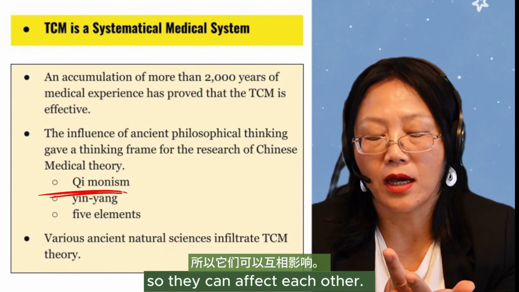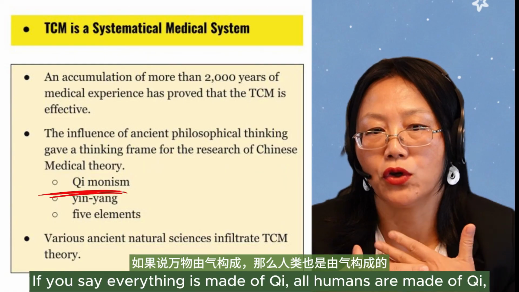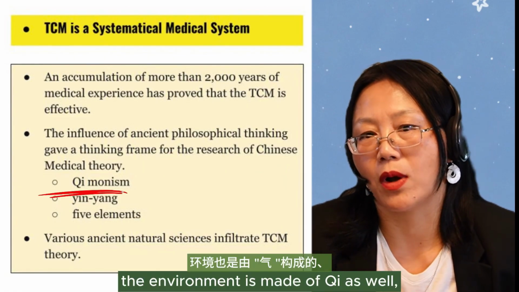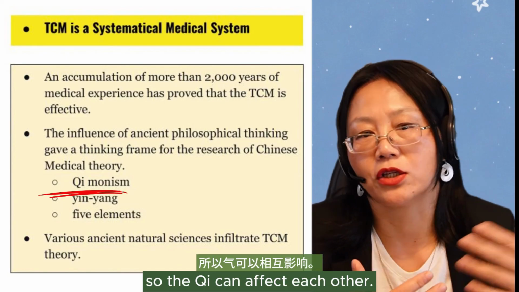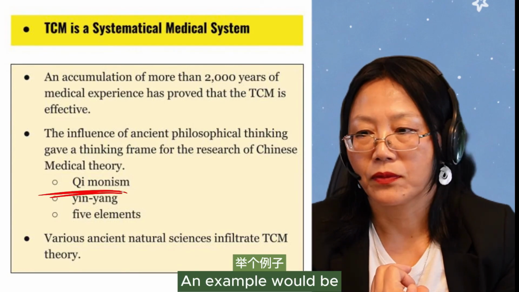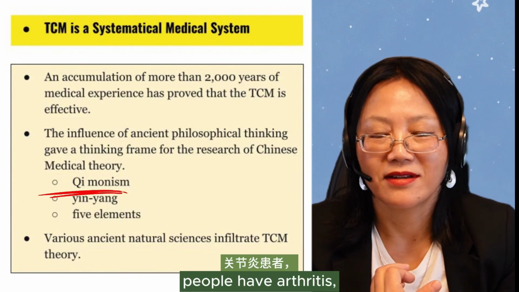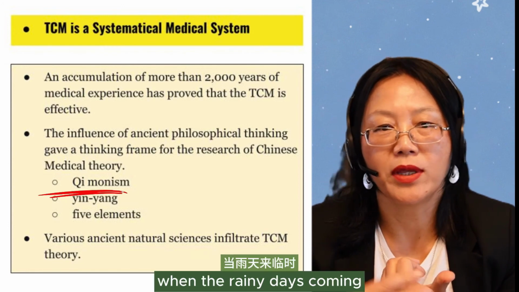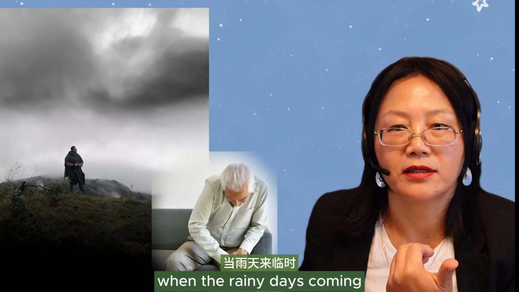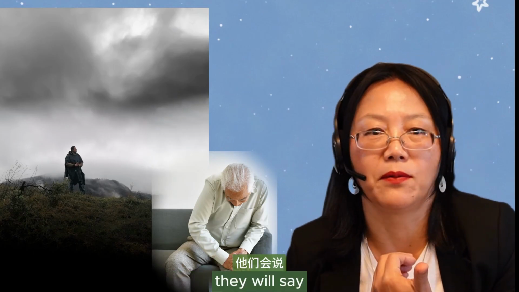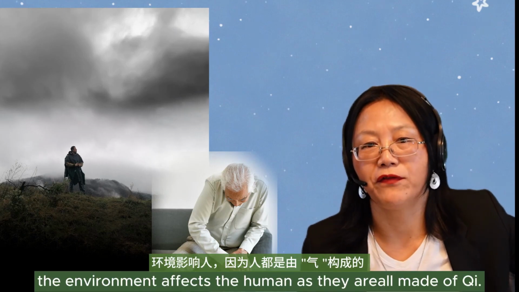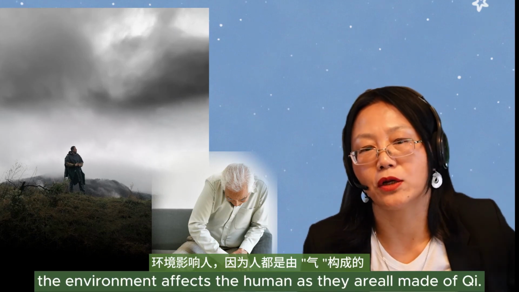If you say everything is made of Qi, humans are made of Qi. The environment is made of Qi as well, so the Qi can affect each other. An example would be people who have arthritis. They can usually work as a weather reportman. When the rainy day is coming, they feel sore. They'll say, oh, the weather is getting worse, the rainy days are coming. Why? It's because the environment affects the human. They're all made of Qi.